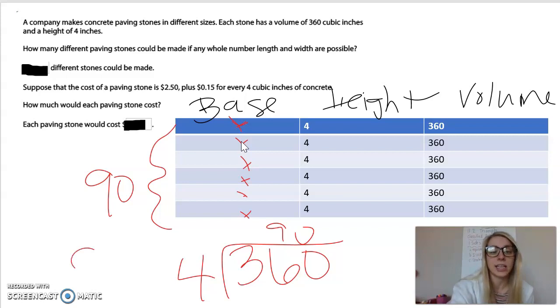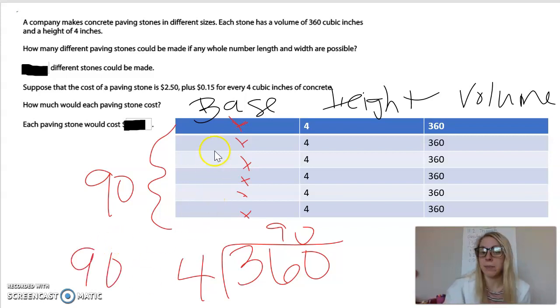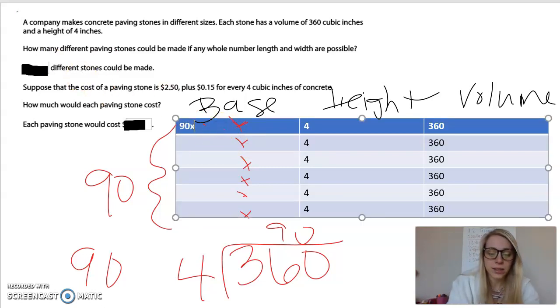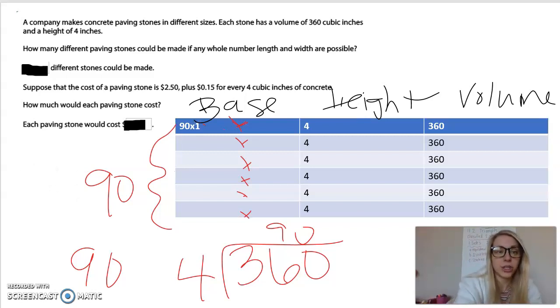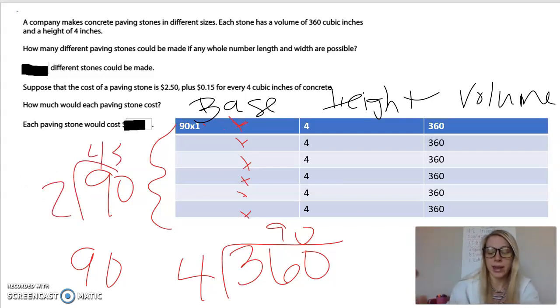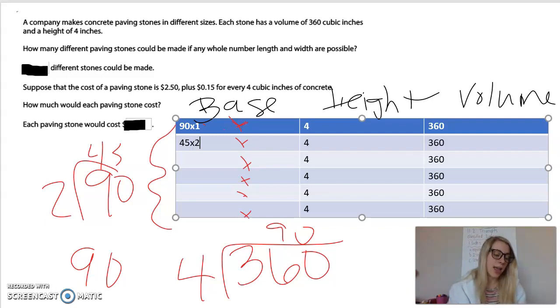So what I did is I started at 90 times 1. Okay, so all I did was I did 90 times 1. That was my first one. So then I took 90 divided by 2, and I know that 90 divided by 2 is 45. So my next one was 45 times 2. Okay, and I'm going to do the rest quickly here. And then I did 90 divided by 3. Okay, because 3 is my next number. So that is going to be 30 times 3.